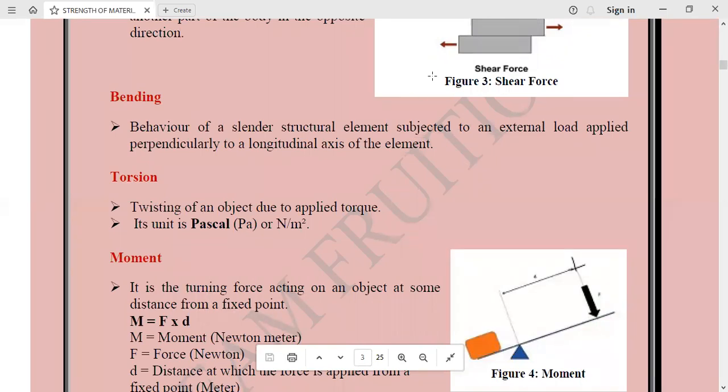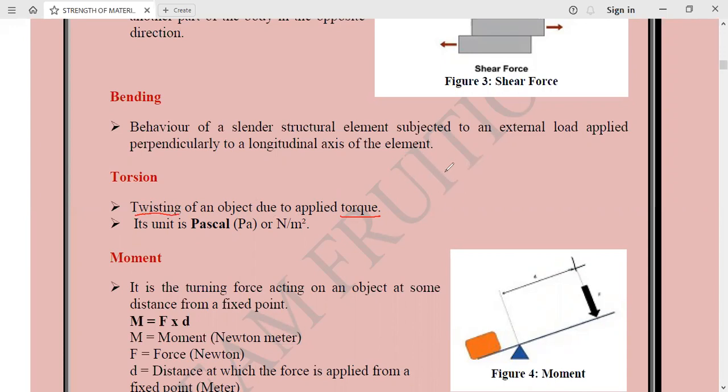So in torsion, you have to remember one thing: if you apply torque, then the element will twist, and this will be known as torsion. So what is a torque?